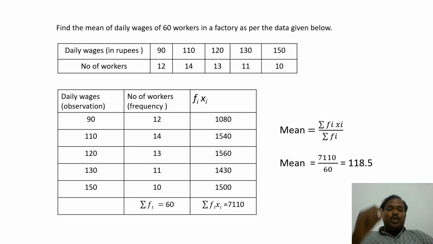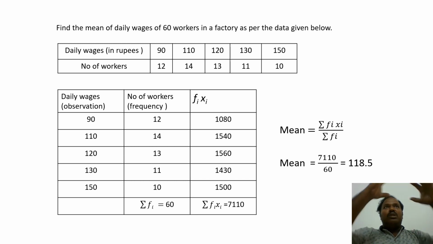There are 12 workers who get a salary of 90 per day. There are 14 workers who get a salary of 110. If you want to randomly write all their salaries, it will be 90, 90, 90, 90, 90, 90, which goes for 12 times. So the simple way to find the sum of all their wages would be: 90 occurs 12 times, therefore 90 times 12.